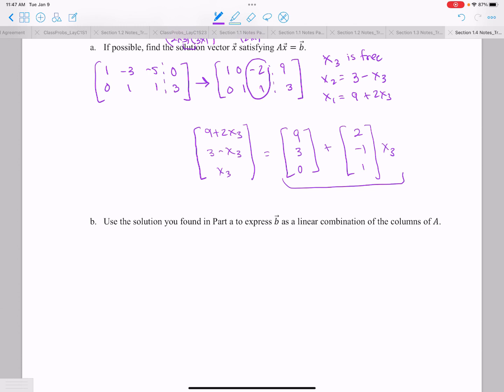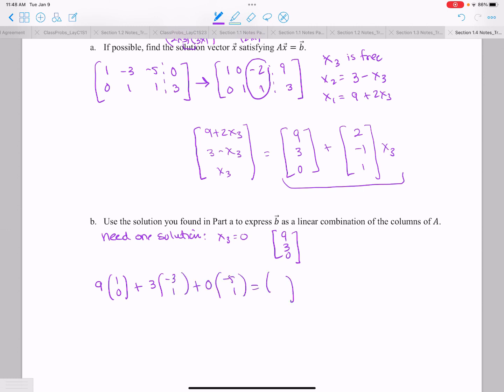Use the solution we just found to express b as a linear combination of the columns of A. So I need to find one particular solution. If I let x3 equal 0, I could use 9, 3, 0. And that tells me that 9 times 1, 0, plus 3 times negative 3, 1, plus 0 times negative 5, 1, will equal 0, 3.